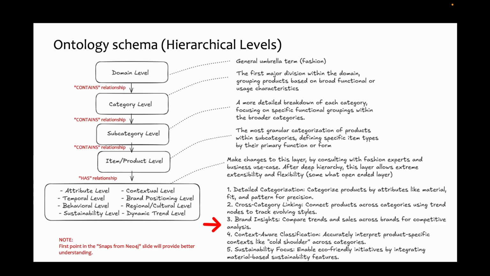The lowest layer is a more adaptable or fluid layer, wherein you can have attribute level classifications, contextual level classifications, and introduce dynamic trends as well, like which product goes well with which product. In future scope you can incorporate trend nodes, which can allow more visually appealing relations between different categories or different trees within the knowledge graph. The schema is available on the next page if you would go there.